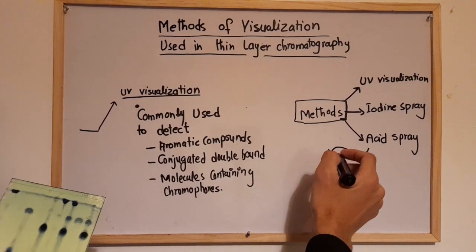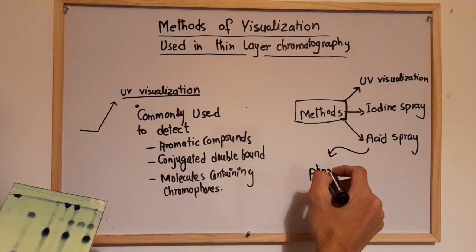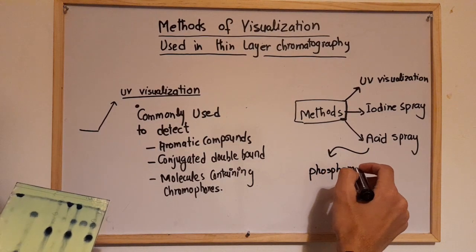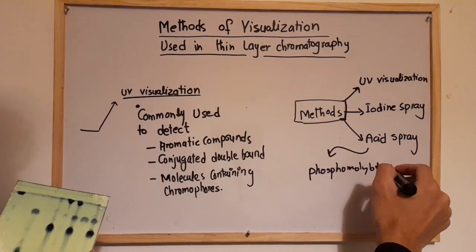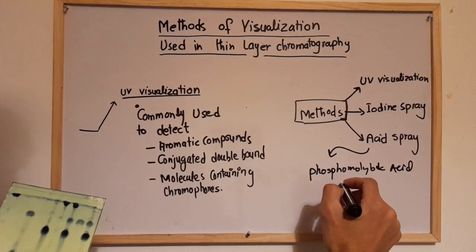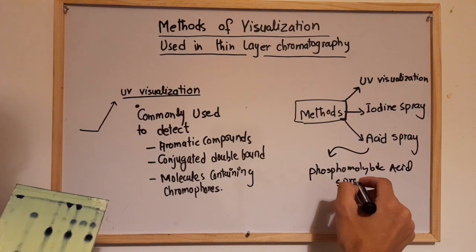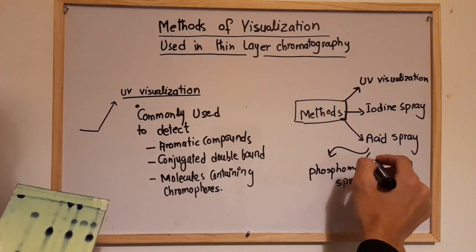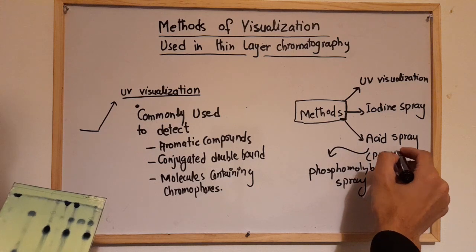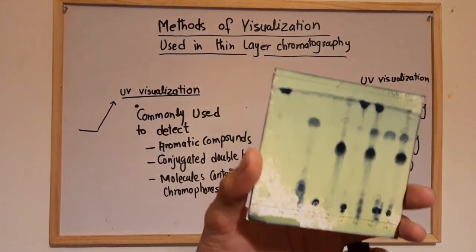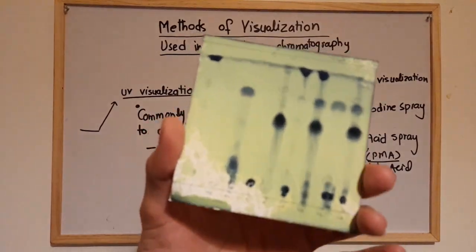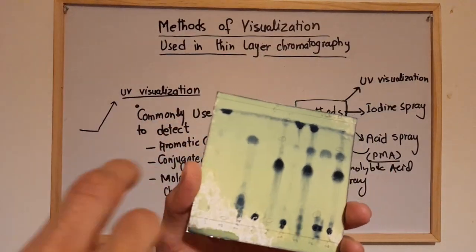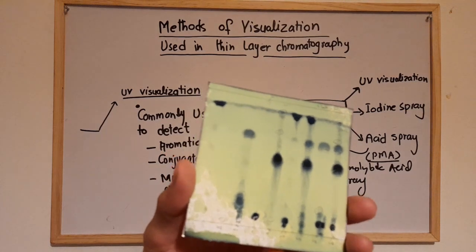So you have to use phosphomolybdic acid spray. This is called the PMA. Then the spots appear as blue spots, and you can check the distance traveled by these spots, and you can then do the calculations and all the things.